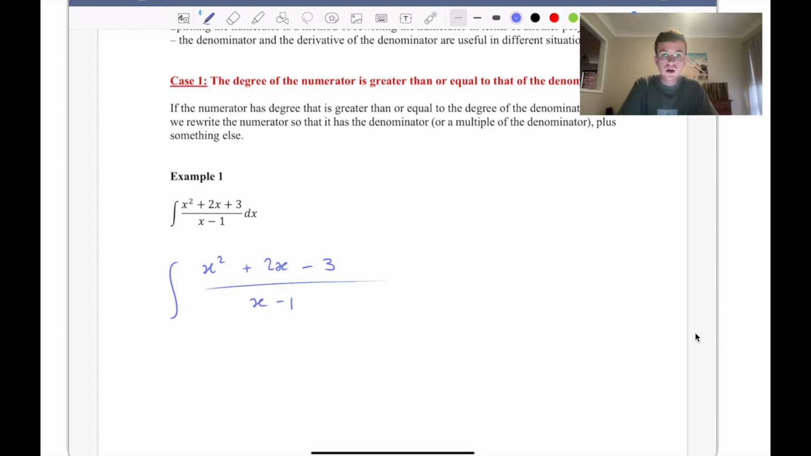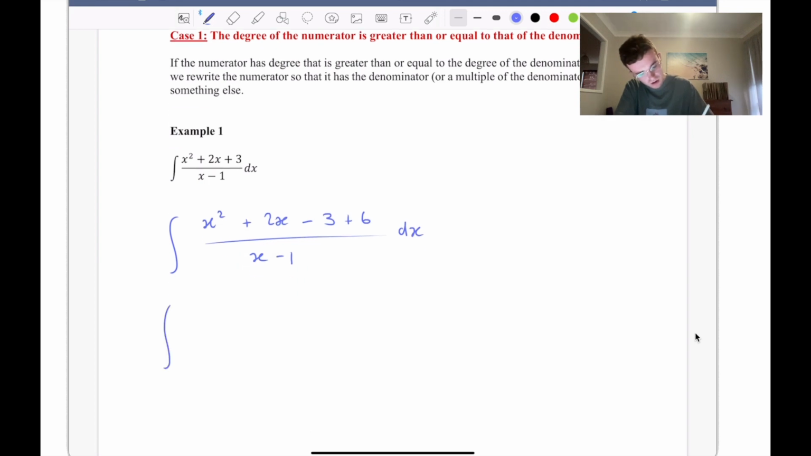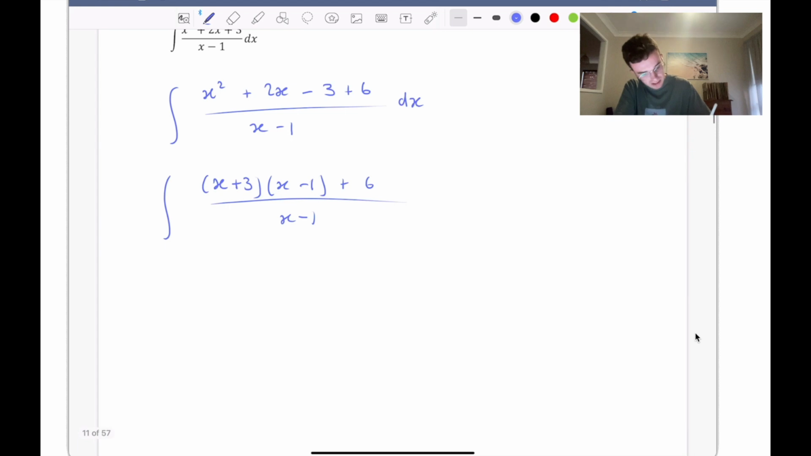You're thinking, how on earth would I know that? Well, I know that if I factorize this, I'm going to get x minus 1 somewhere, which means that will cancel. So if I do that, I need a plus 6. So this is the integral of (x plus 3)(x minus 1) plus 6 over x minus 1, which is the integral of (x plus 3)(x minus 1) over x minus 1, plus 6 on x minus 1.